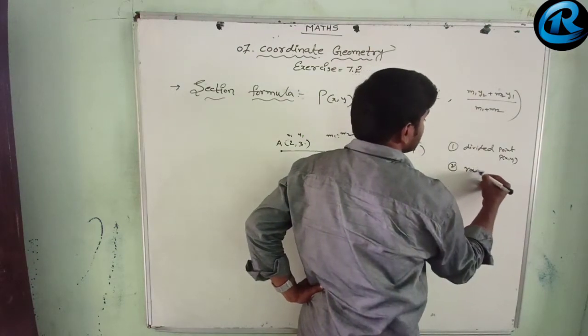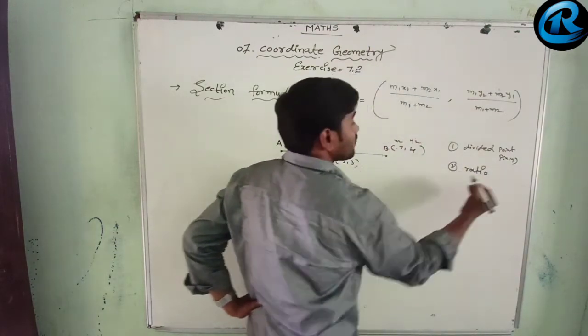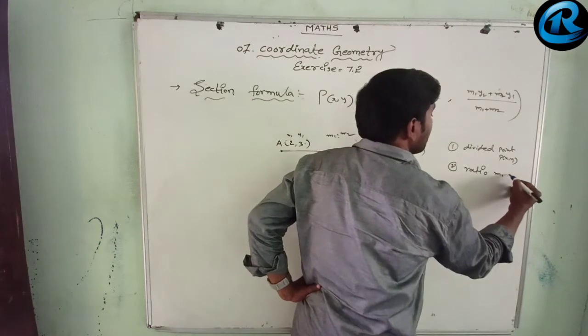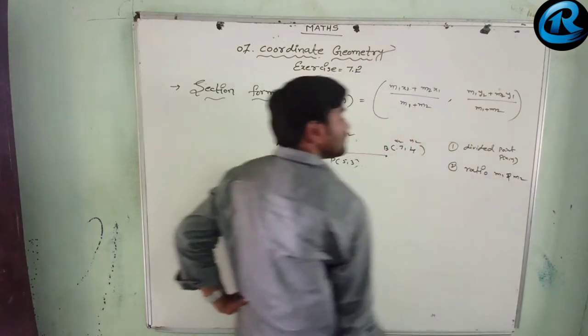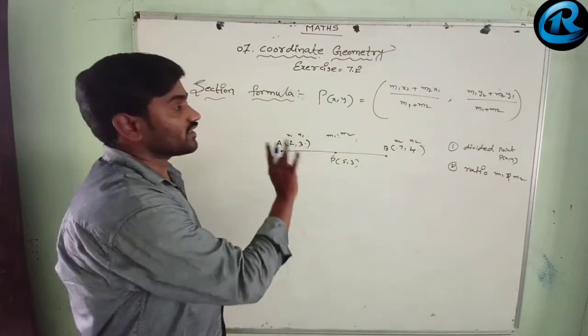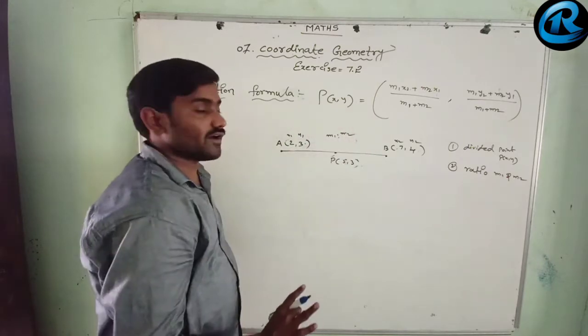To find out the ratio also. To find out the ratio m1 and m2 values also. To find out the m1 m2 also we use this formula.